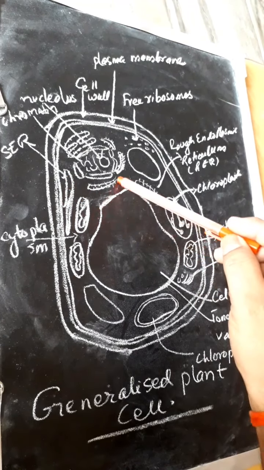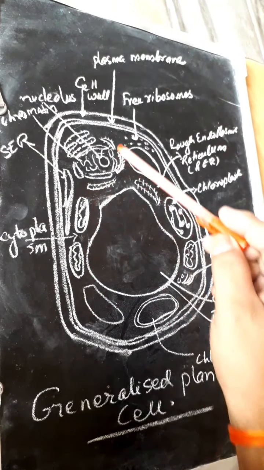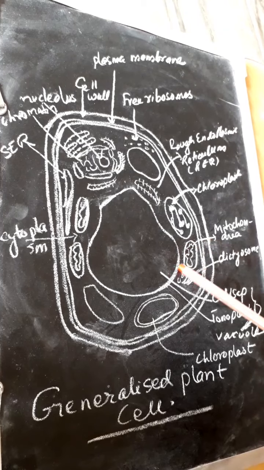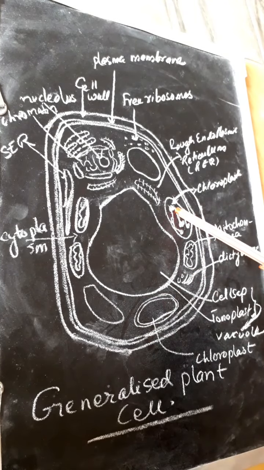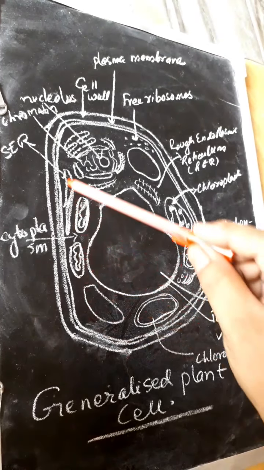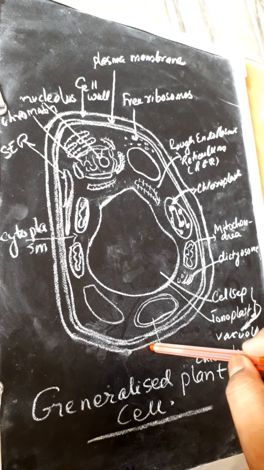This space is called cytoplasm. Now we can see this is mitochondria, which is known as the powerhouse of the cell, dictyosomes, and chloroplast, which is present in plant cells but not in animal cells, which has chlorophyll and is responsible for photosynthesis in plants. And we can see this plant cell is slightly bigger than the animal cell.